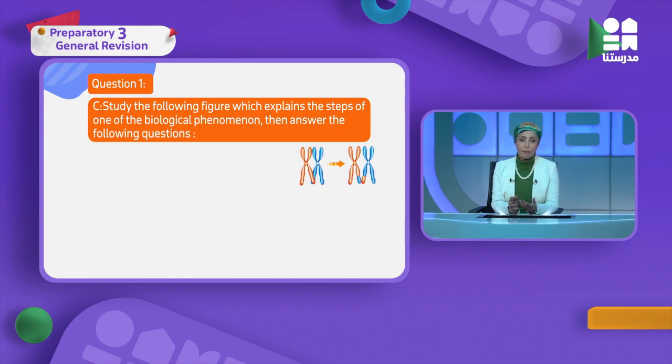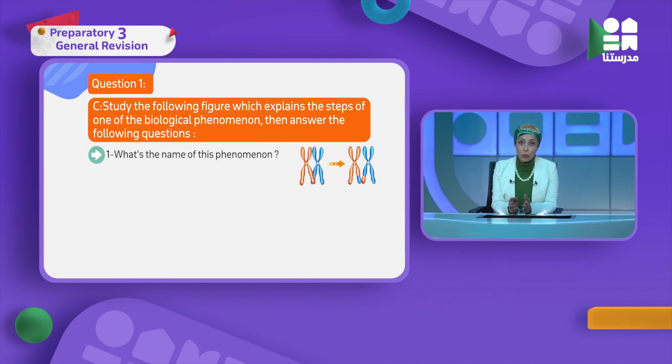Here we have a very important figure that's in all the model exams. It says: study the following figure and explain the steps of one biological phenomenon and then answer the questions. The first question on the figure says: what is the name of the phenomenon?